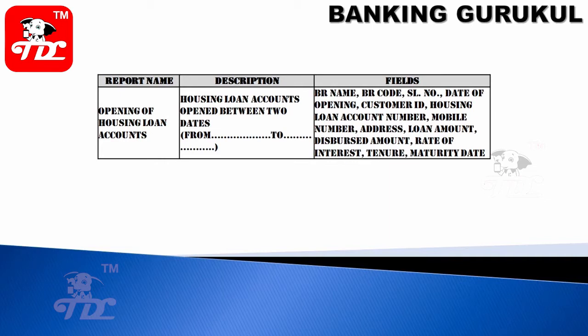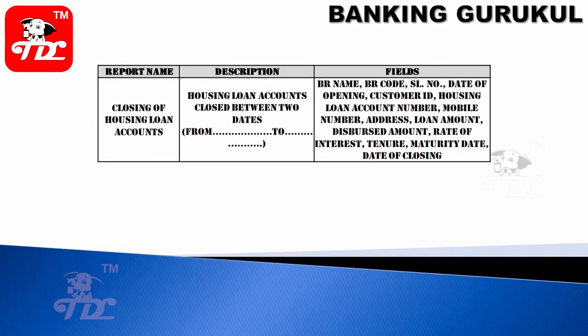In that report, the important fields will be branch name, branch code, serial number, date of opening, customer ID, housing loan account number, mobile number, address, loan amount, disbursed amount, rate of interest, tenure, and maturity date. These are the important fields available in opening of housing loan accounts.